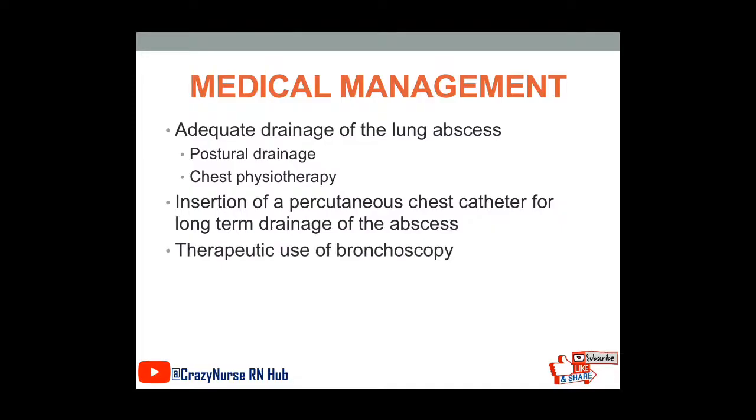We also have here therapeutic use of bronchoscopy. So in this instance, bronchoscopy is not used as a diagnostic tool. However, it is used as a therapeutic management. That means we perform bronchoscopy in order to drain or get the abscess or pus from the lungs.